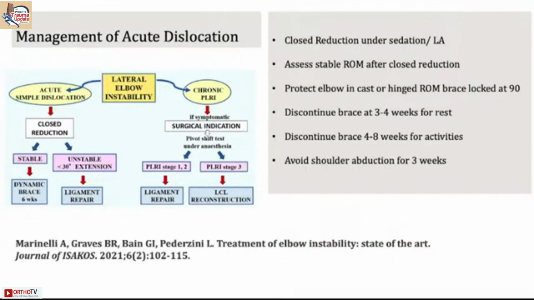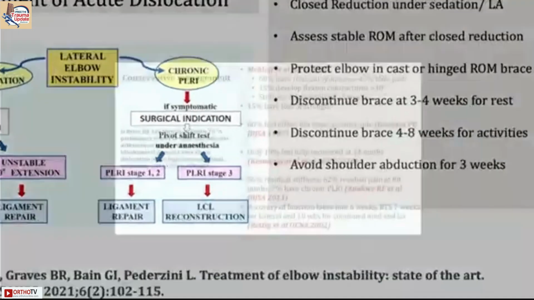After closed reduction, the elbow is assessed for stability. Look at how much extension the elbow redislocates in. If more than 30 degrees, then it is unstable. If stable, a dynamic brace may be given, and if unstable under 30 degrees of extension, ligament repair is performed. For stable elbows, a range of movement brace can be provided and locked at 90 degrees, and can be discontinued at 3 to 4 weeks of rest, and 4 to 8 weeks for activities. Shoulder abduction should be avoided because it creates a varus moment for up to 3 weeks.